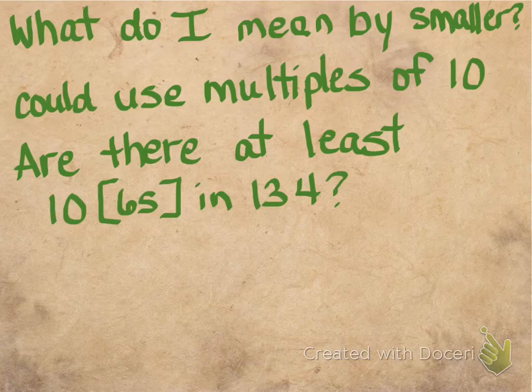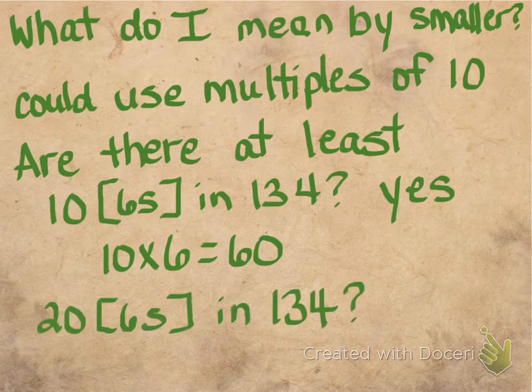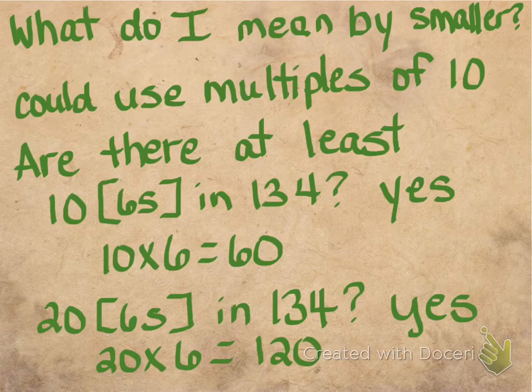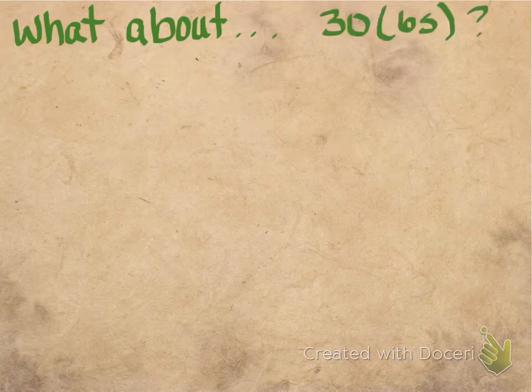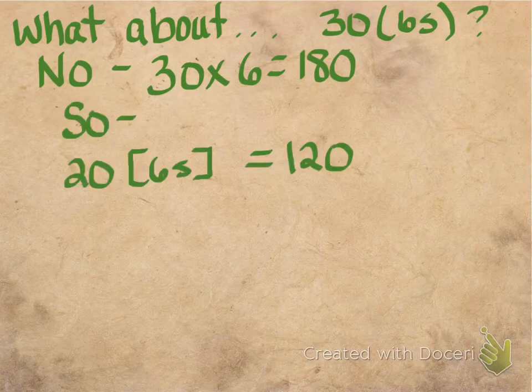Are there at least 10 6's in 134? Yes, because 10 times 6 is 60. Are there 20 6's in 134? Yes, because 20 times 6 equals 120. What about 30 6's? No, because 30 times 6 equals 180, and that's a bit too big.